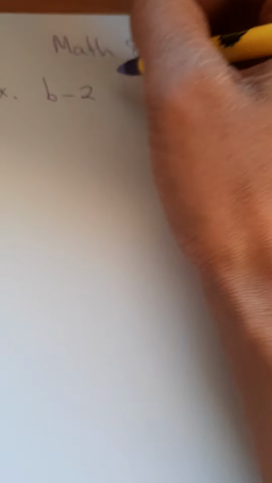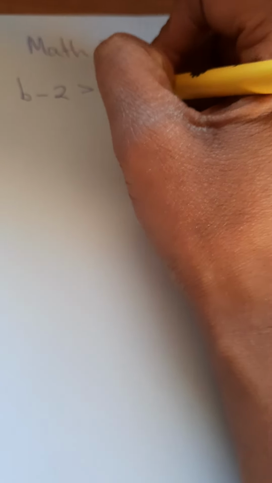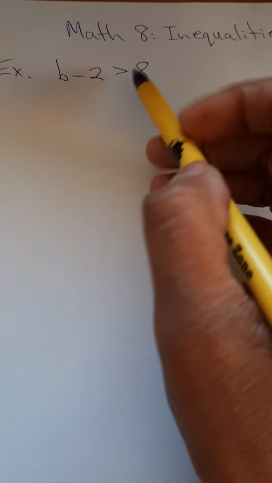So let's start off with an example, okay? Let's try something that is quite simple first. So we're going to try b minus 2 is greater than 8, okay? And again, make sure you don't mess up in terms of the signs. This is the greater than sign, okay? And the less than sign would be in the opposite direction.